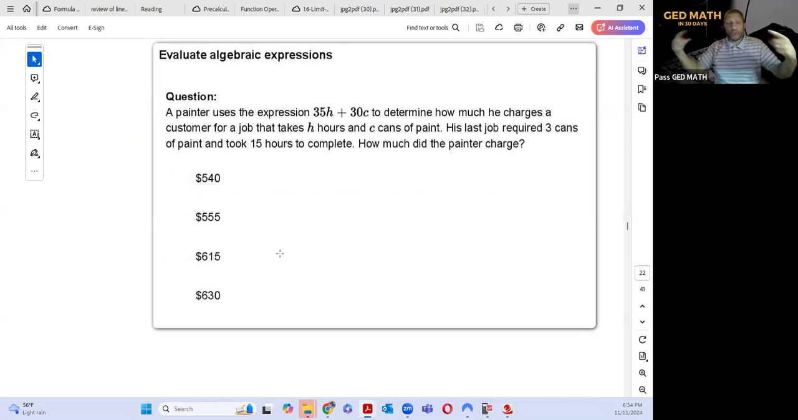So what I first told you is when you're solving a word problem, you should be identifying your givens. You should be identifying any formula or expression you need to use, and then you should be using your calculator if possible. So let's identify our givens. What do we know from this word problem?